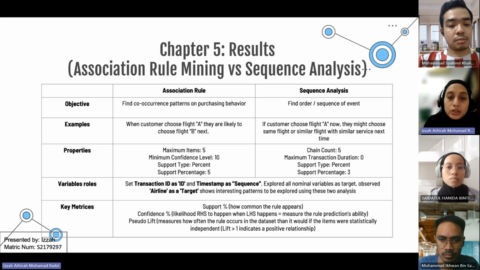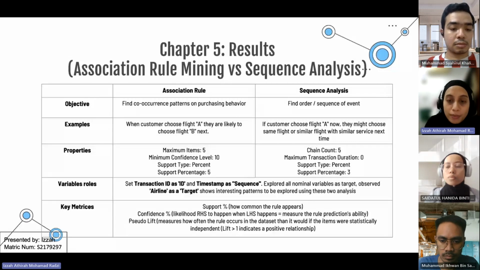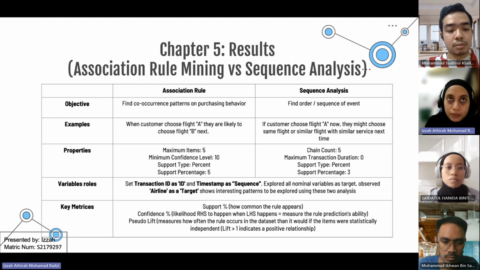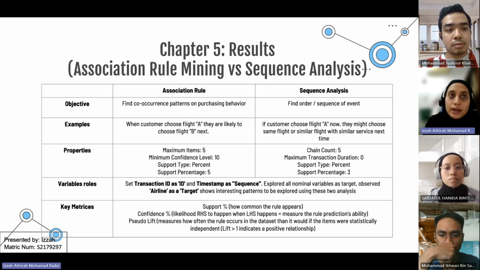For the key metrics, we use three main key metrics, which are support, confidence, and lift. For the support, we can see how common the rule appears in the output. Confidence is the likelihood for the right-hand side of the rule to happen when the left-hand side happens, and it actually measures the rule's predictive ability. And then lift is the measure of how often the rule occurs in the data set than it would if the items were statistically independent. So if the lift we see is more than one, it has a positive relationship.